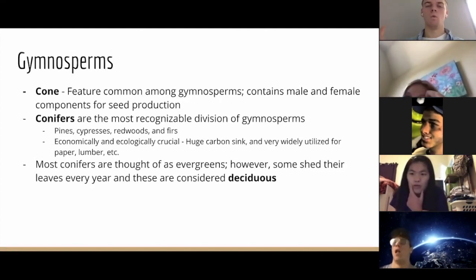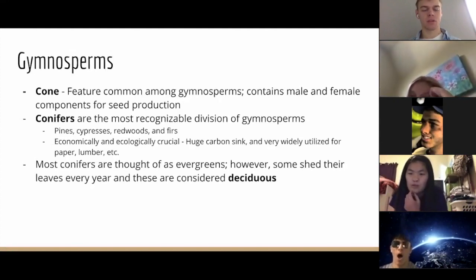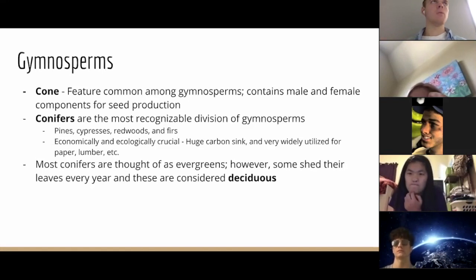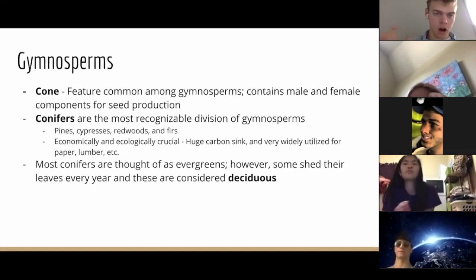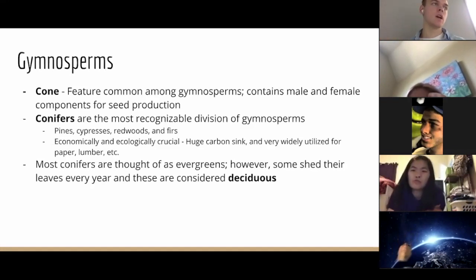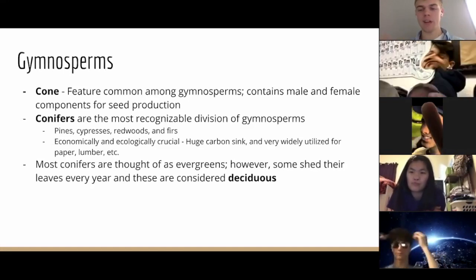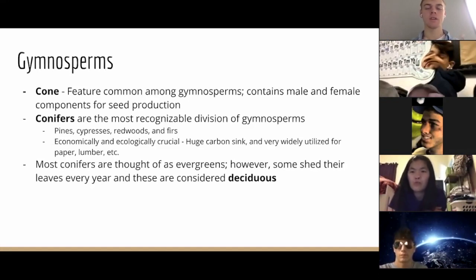We'll talk specifically about plant reproduction in a different section, and I'll get to all of that. But the most recognizable type of gymnosperm is what's called a conifer. So if you see a question on the test, which of these is not a type of gymnosperm, I'll probably say pines, cypresses, redwoods, and I'll say daffodil or something. You can circle daffodil and you'll know that's right because they're not a type of conifer. Conifers are pines, cypresses, redwoods, and firs.